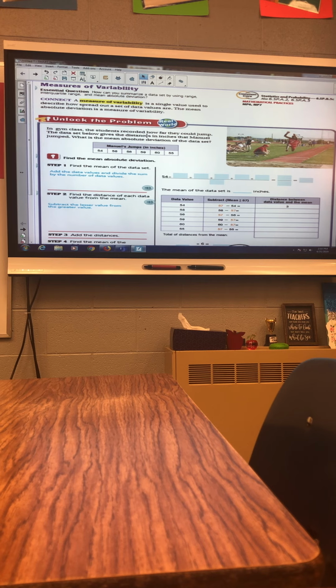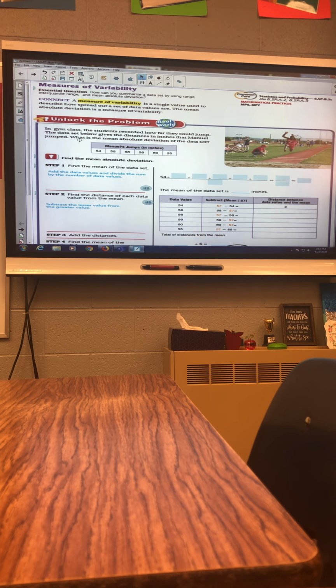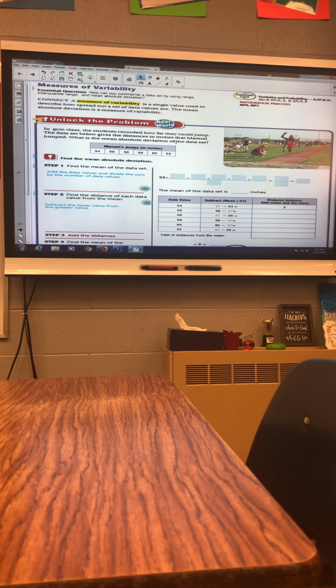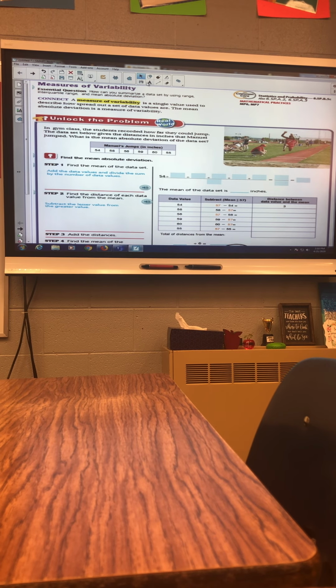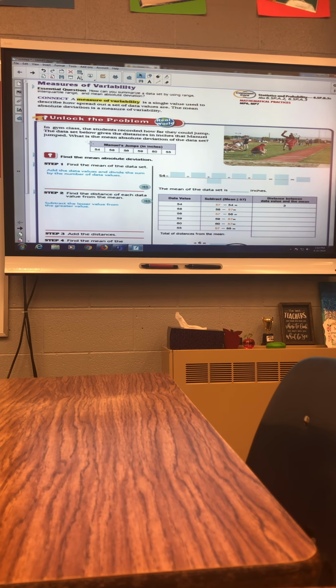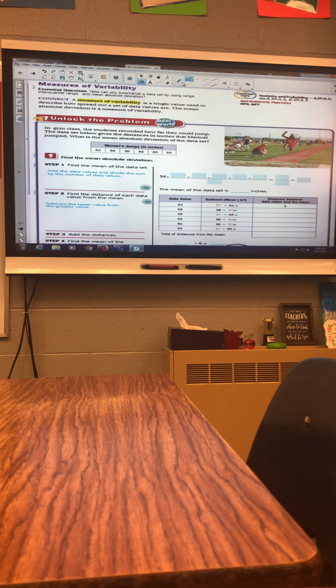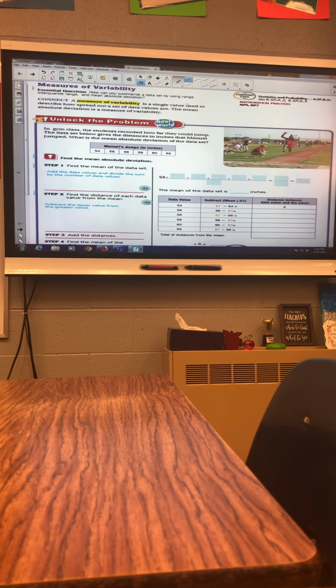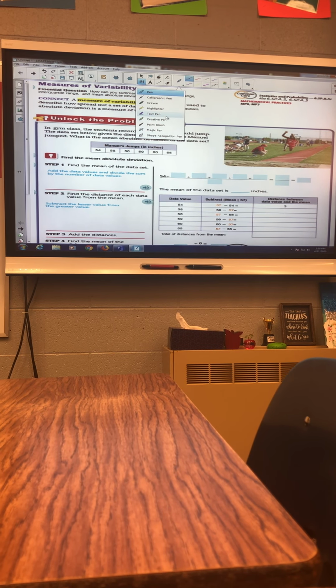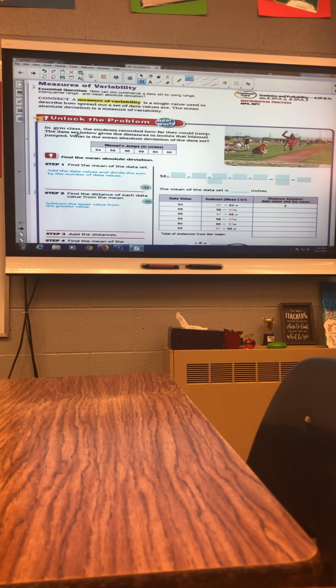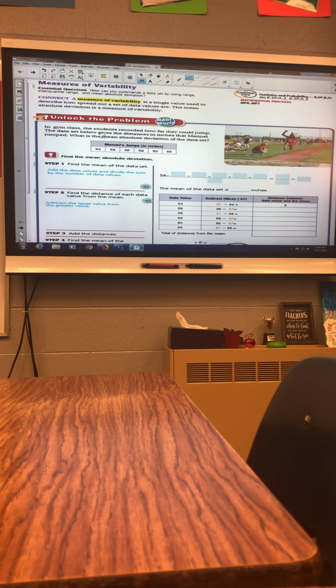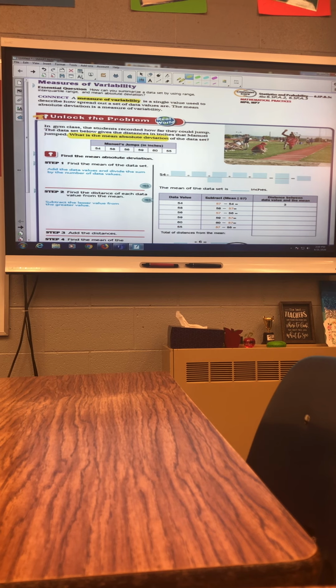In gym class, the students recorded how far they could jump. The data set below gives the distances in inches that Manuel jumped. What is the mean absolute deviation? So it's asking, what is the mean absolute deviation? So that's what you should highlight. And then you need to be looking at this data, okay?